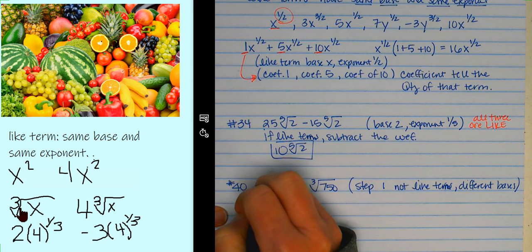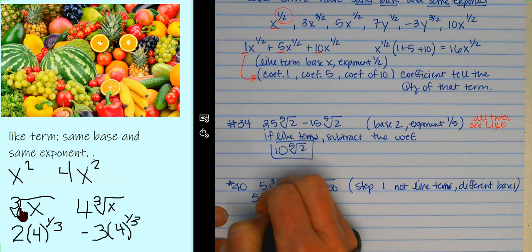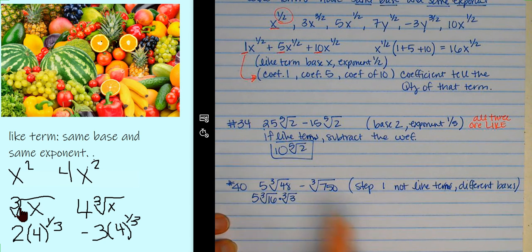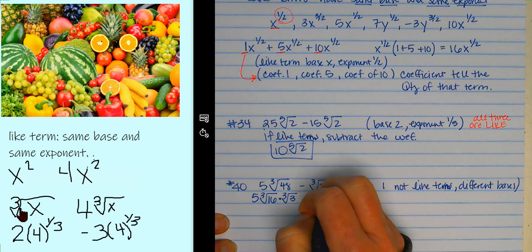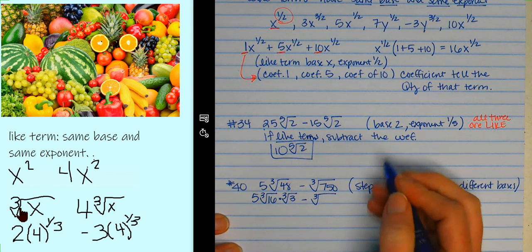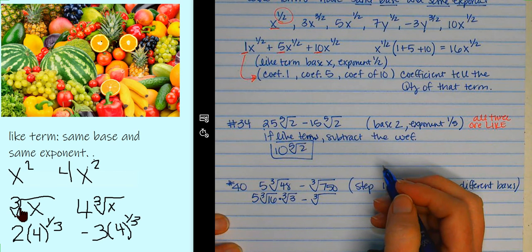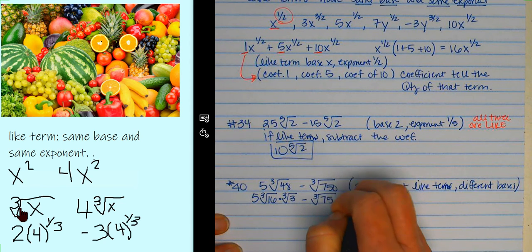So let's look at this. This is 5 times the cube root of 16 times the cube root of 3. 16 times 3 is 48. So I'm going to be able to simplify this some. 750, that's going to be subtract the third root of, let's say we have 75 times 10. Is that helpful? It's a little bit helpful.